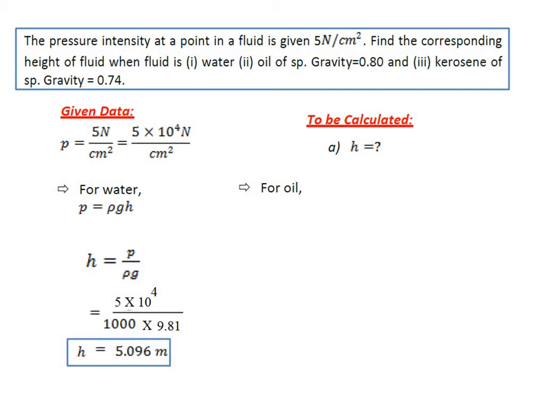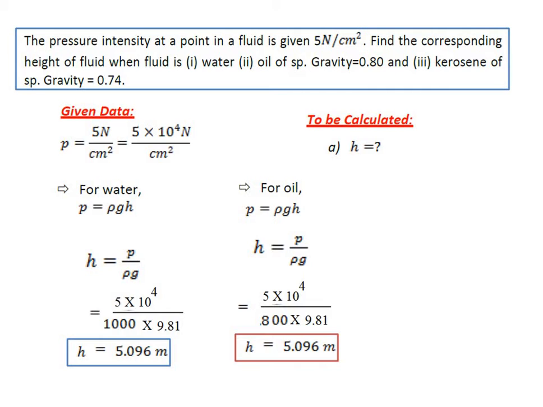Similarly for oil, since the specific gravity is 0.80, and specific gravity is the density of fluid divided by the density of water, the density of fluid is the specific gravity into the density of water. So here rho is 800. For oil, again P = rho g H, so H can be given as P by rho g. It is 5 into 10 to the power 4 divided by 800 into 9.81. So the height H comes to nearly 6.37 meter.